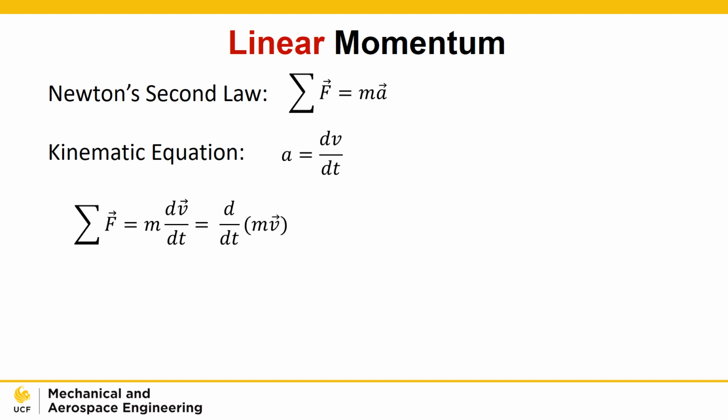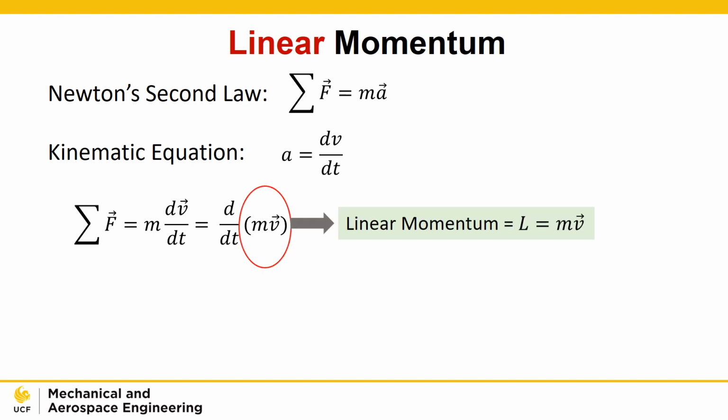If we combine Newton's second law and the kinematic equation, since the mass of a particle is a constant, we can write that the summation of forces is the time derivative of the product mv. The product mv is called the linear momentum of a particle. Linear momentum is denoted by the letter L. It has the same direction as that of velocity, and its magnitude is equal to the product of the mass and the speed of the particle.